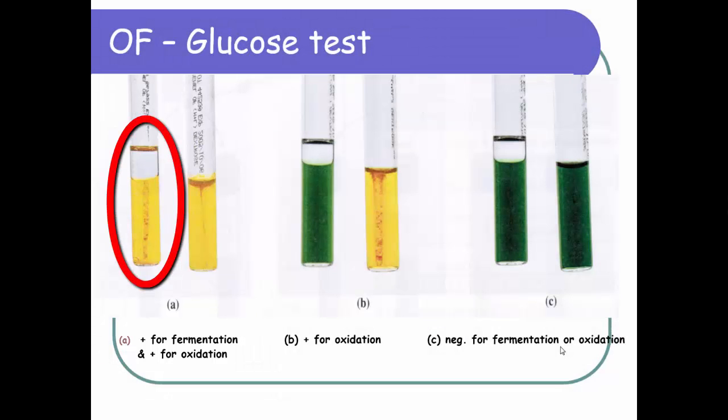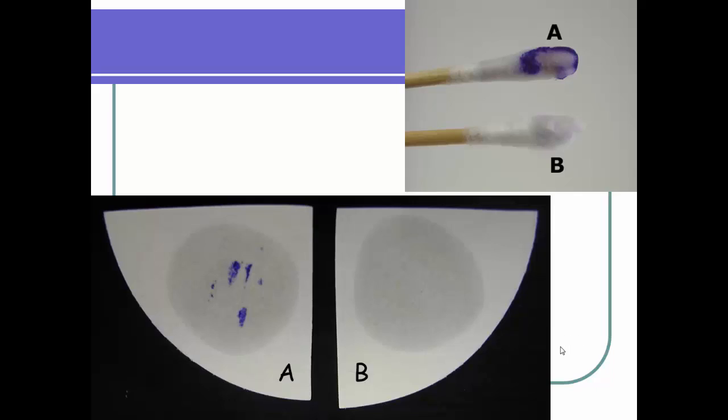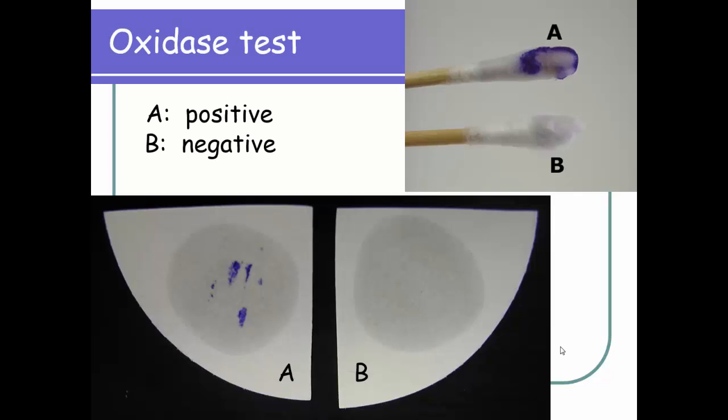If the oil tube turned yellow, but the open tube remained green, this would mean the bacteria is only a fermenter of glucose. The oxidase test shows whether or not the bacteria can use the oxidase enzyme. Positive on the oxidase test will be a purple color, negative will be a clear or brownish color.